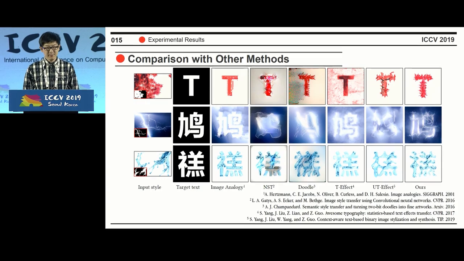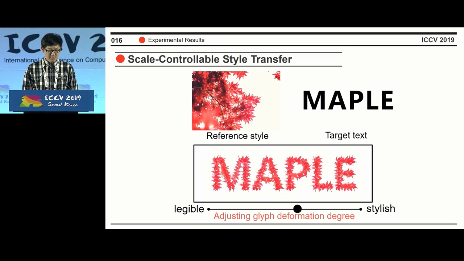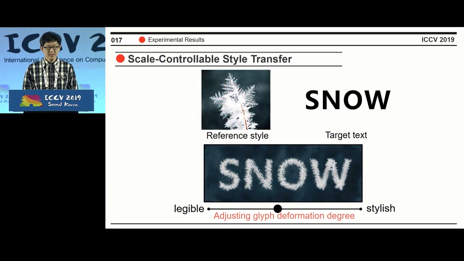Now we show our experimental results. Compared with other methods, our network is able to transfer vivid shape and texture features and generate more visually appealing artistic text stylization results. Here is an example of our scale controllable style transfer result. We achieve continuous transformation, showing a smooth growing process of the leaves. Here is another example of snowflakes.